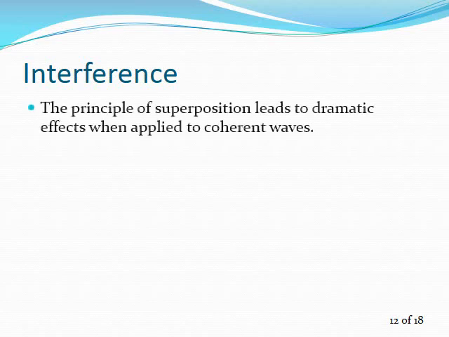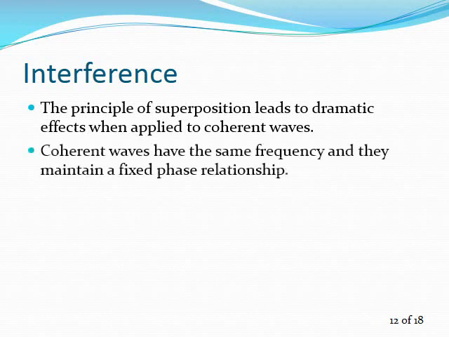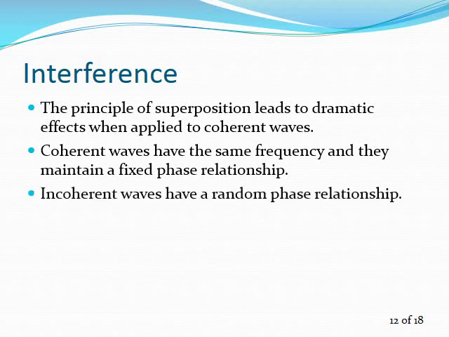So when you have multiple waves traveling in the same medium, you get what we refer to as interference. And to figure out the interference, we have to use the principle of superposition. And you get the most dramatic interference if the waves are considered to be coherent waves. Coherent waves have the same frequency and maintain a fixed phase relationship between the different waves. And incoherent waves have random phase relationships.